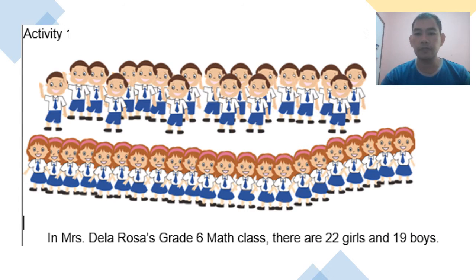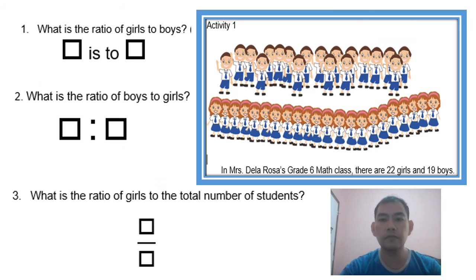Let us further study this with our activity number 1. In Mrs. De La Rosa's grade 6 math class, there are 22 girls and 19 boys. Question number 1. What is the ratio of girls to boys? Okay, so you are correct. That's 22 is to 19. Next question. What is the ratio of boys to girls?